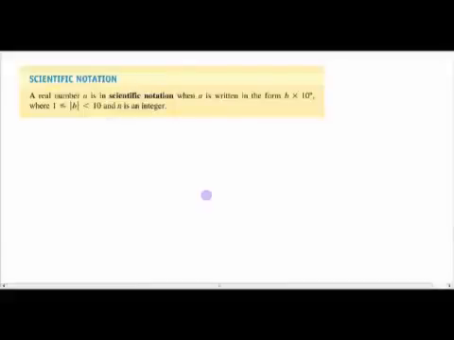Scientific notation. A real number a is in scientific notation when a is written in the form b times 10 to the nth, where the absolute value of b is between 1 and 10, not including 10, and n is an integer. In other words, we want this number to be between 1 and 10, not including 10, and 10 to some power n, where n is an integer.